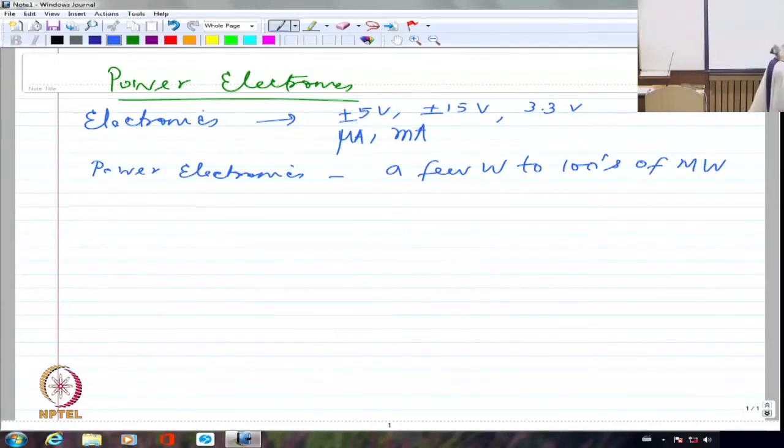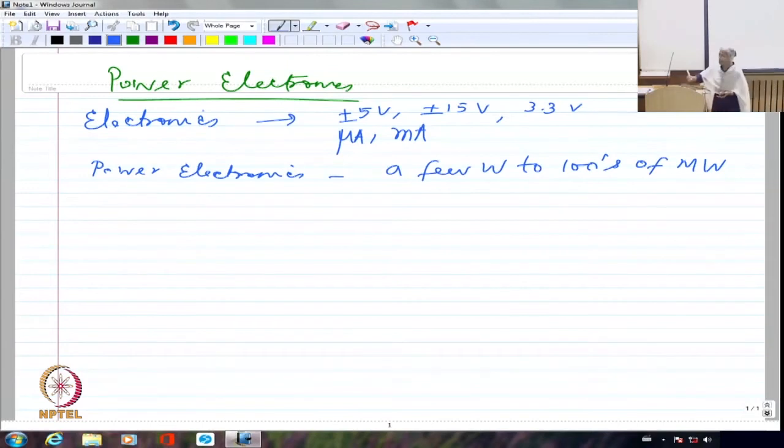After rectifying to DC, it has to step it down to a smaller voltage, whatever be the mobile battery's voltage. Maybe it is 1.5, maybe it is 3 volts, whatever it is, it will correspondingly step it down. No transformer, of course, because DC voltage, transformer cannot work on DC, obviously. So there will be a step down converter which is also a power electronic circuit.